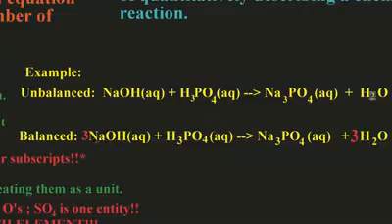Then you look at the polyatomic ions. There's one PO4 here, one PO4 there, so we're good. And adding that 3 as a coefficient did not alter the number of PO4s.